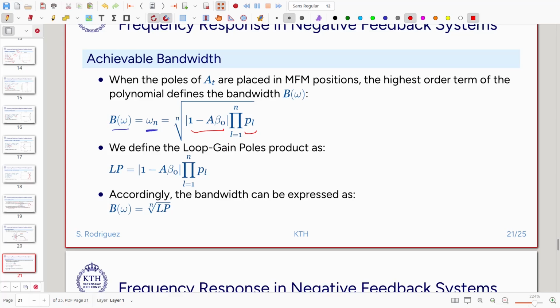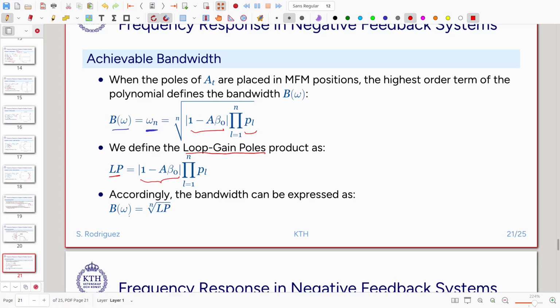So a first figure of merit here is the loop gain poles product, and we are going to have a separate lecture on it because we really need to study this loop gain poles product very deeply. It is what basically gives us a complete design methodology. We are going to define this as LP, and it is going to be equal to the complete loop gain and the product of the poles.